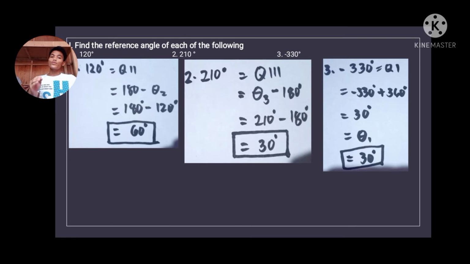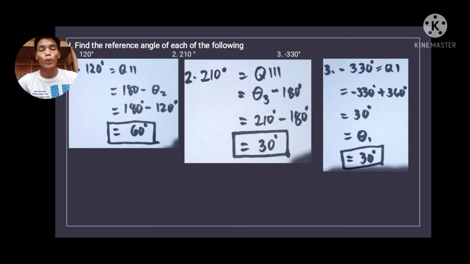As we all know, quadrant 2 exists between 90 degrees and 180 degrees. Therefore, 120 degrees lies in quadrant 2. So 180 degrees minus the angle in quadrant 2 is equal to 180 degrees minus 120 degrees, which is equal to 60 degrees. Therefore, 60 degrees is the reference angle of 120 degrees.